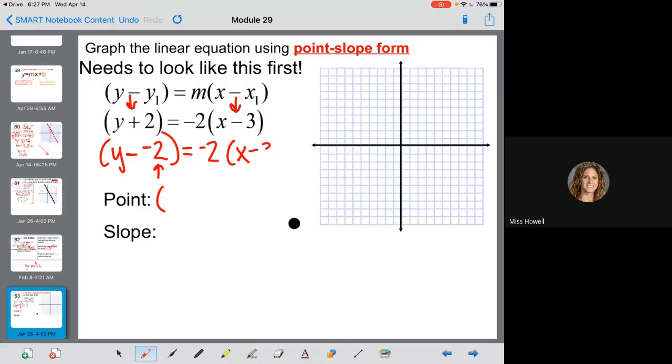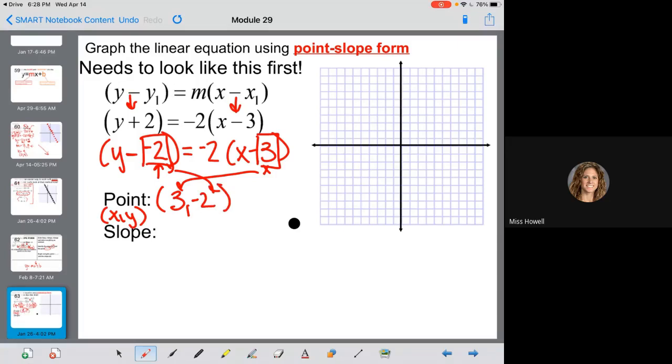X minus 3. This is x. This guy over here is y. So I have to flip-flop the order here for the ordered pair, because remember, points are always x comma y. So we have a point. It's just this 3 and this negative 2. Be careful with your signs. The subtraction here is not part of what I'm identifying. It's just the number behind the subtraction. So 3 comma negative 2 is a point that we know specifically on this line.